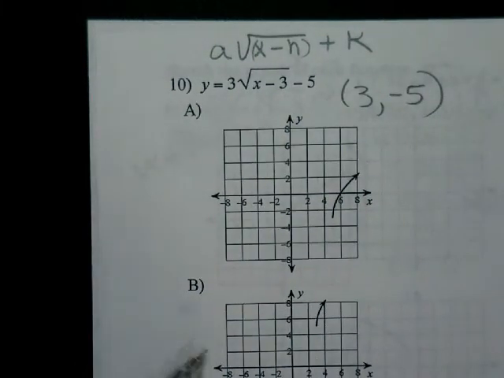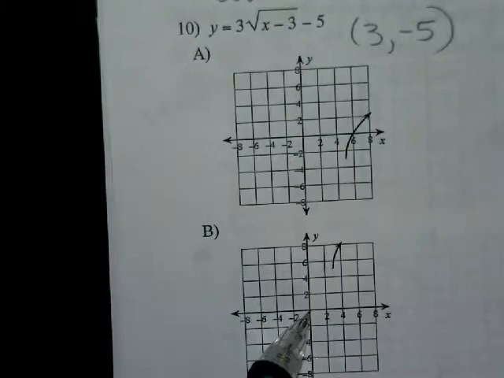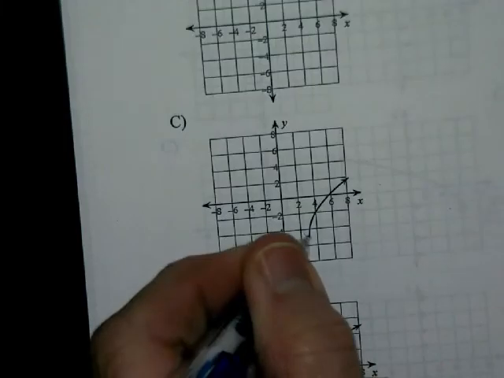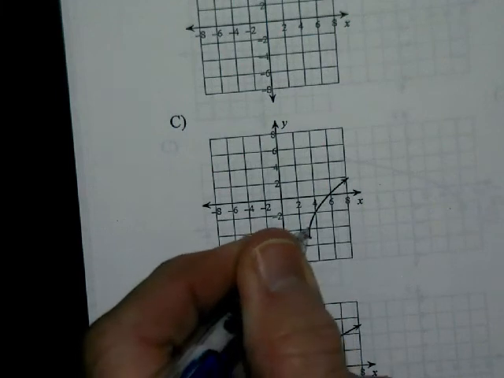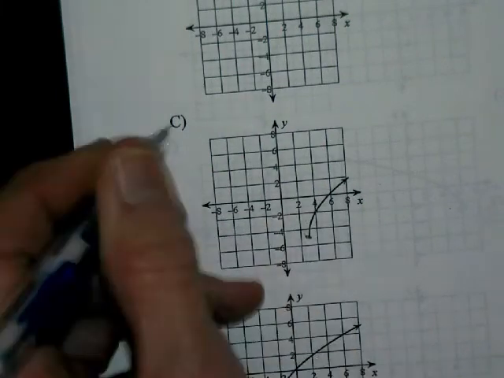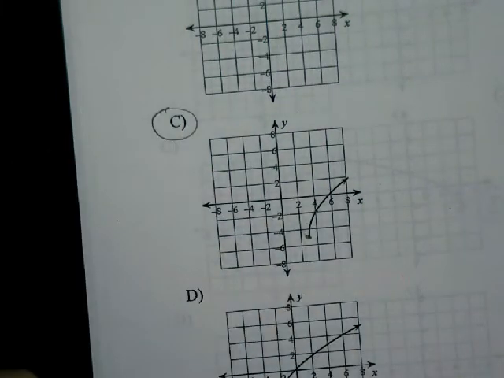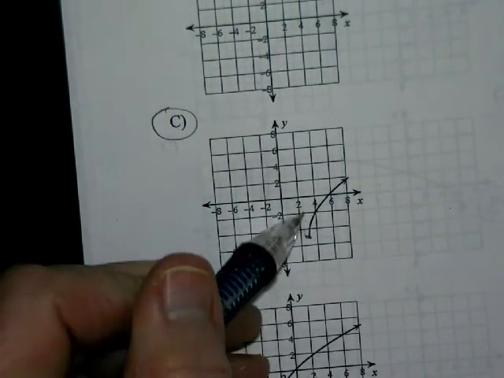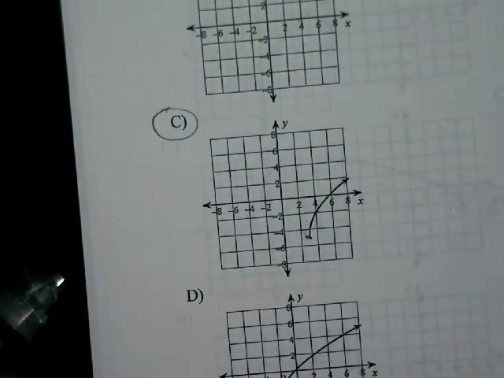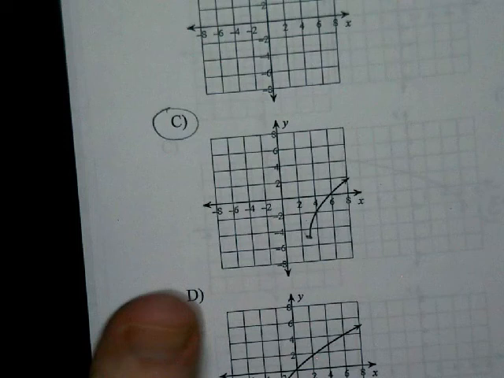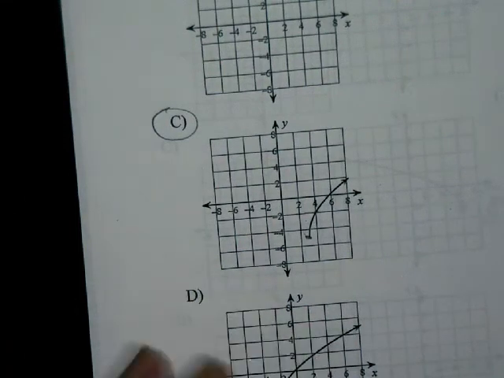Okay, so I'm looking for 3, negative 5. So A, they got switched. 3, positive. 3, negative 5. Looks like it's C. And a stretch of 3. 1, 2, 3, 1. Yep. Use my value. You guys good at counting the stretches?